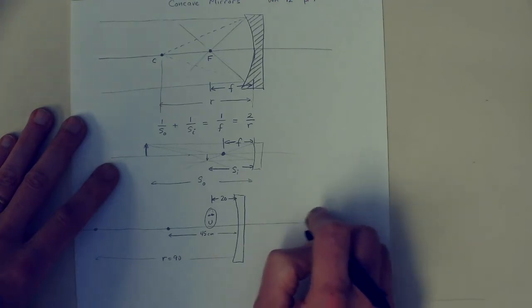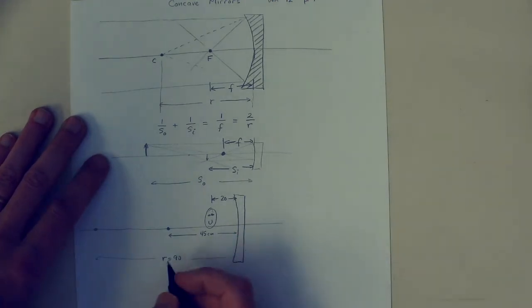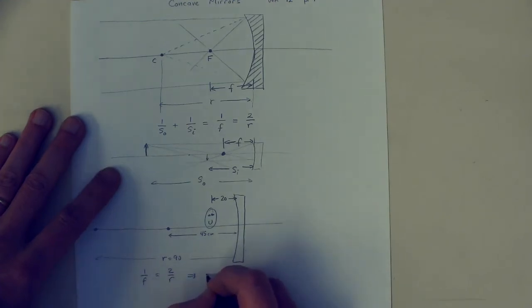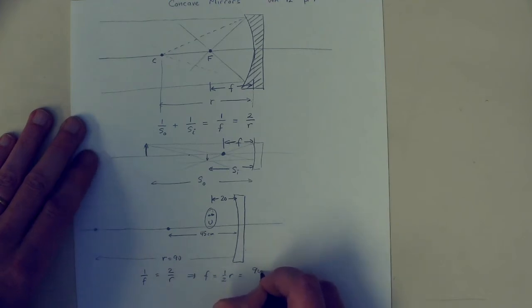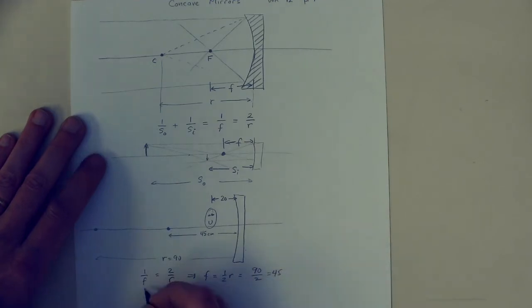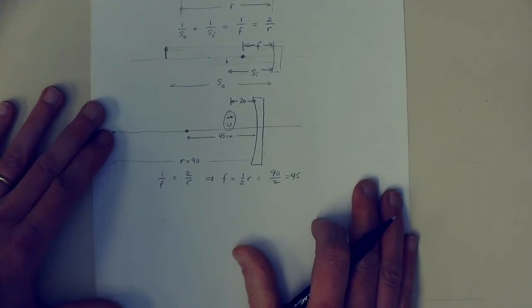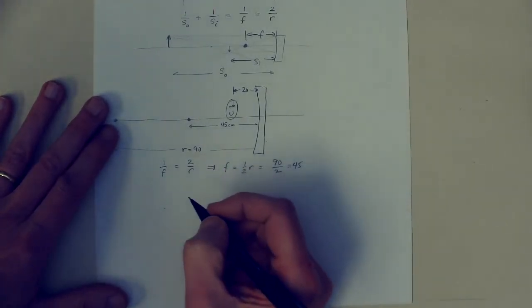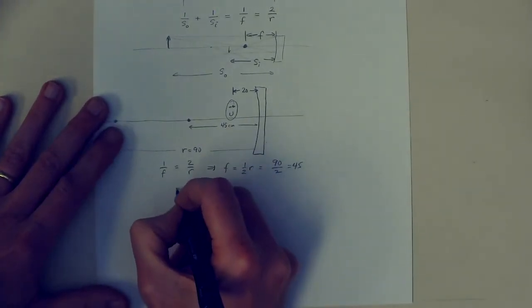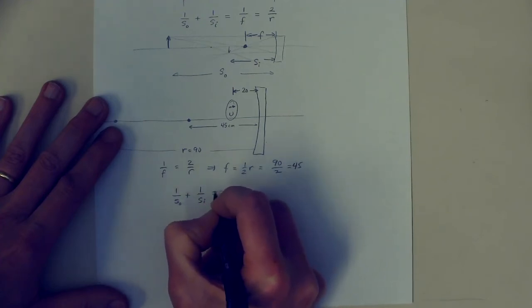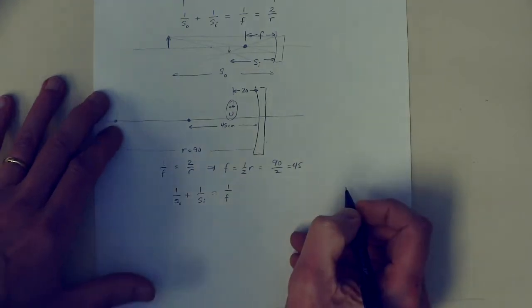So we've already calculated the focal length for this mirror. We got that just by saying 1 over f is 2 over r, and so the focal length is just 1/2 the radius, or 90 divided by 2 is 45. So I've done that just for completeness. Now let's go on and try to work out where the image will form. That's using this usual formula, 1 over s object plus 1 over s image equals 1 over the focal length.